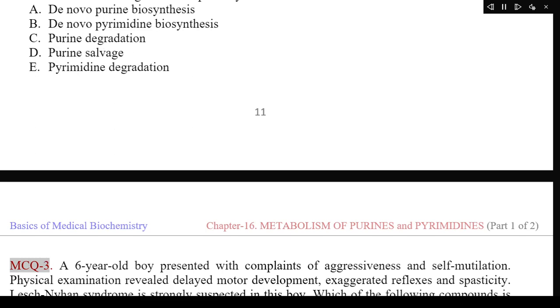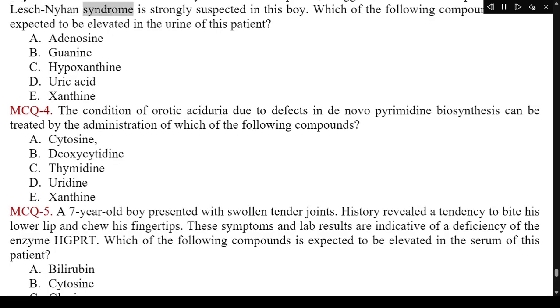MCQ 3. A 6-year-old boy presented with complaints of aggressiveness and self-mutilation. Physical examination revealed delayed motor development, exaggerated reflexes, and spasticity. Lesch-Nyhan syndrome is strongly suspected in this boy. Which of the following compounds is expected to be elevated in the urine of this patient? Adenosine, guanine, hypoxanthine, uric acid, xanthine.